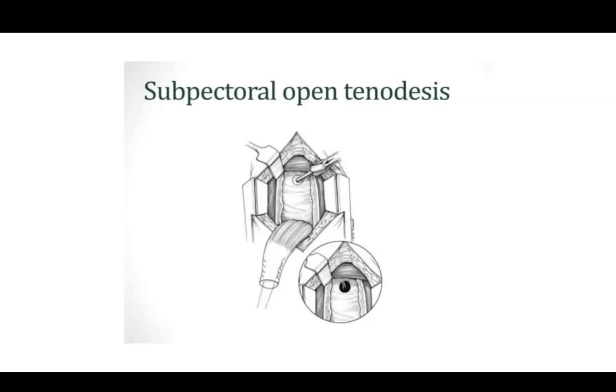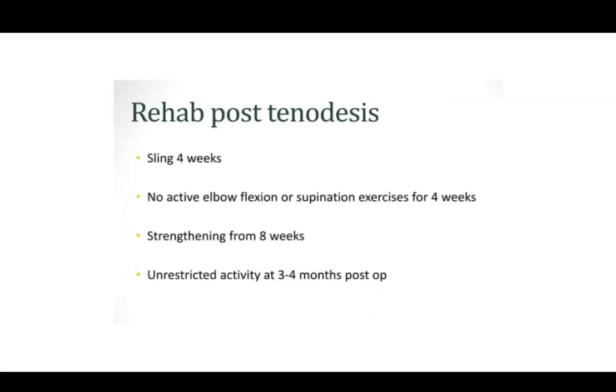A drill is made into the anterior humerus, and then this tendon, along with a screw or another fixation device, is passed through this hole and fixed. Normally, when you do a tenodesis, you have a rehab protocol. The protocol that we follow is 4 weeks of arm sling, no active elbow flexion for 4 weeks. And then after 8 weeks, we start with strengthening. After 3 to 4 months, you can have unrestricted post-op activities.